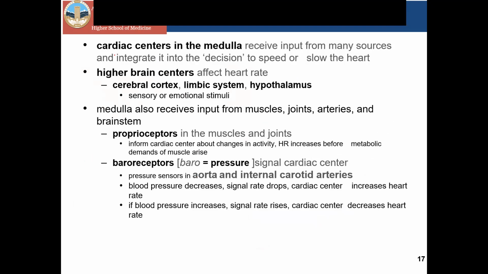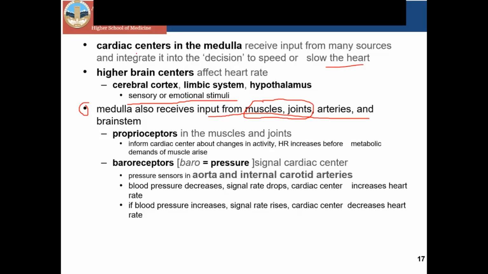The cardiac center in the medulla receives input from many sources and integrates it into a decision to speed up or slow the heart. That's what we discussed before. We know when we need to increase it or slow it down. Here we have sensory or emotional stimulus. The medulla also receives input from the muscles, joints, arteries, and brainstem. For example, when you start running, the signals from your muscles and joints go to the cardiac center and your heart rate will be increased.